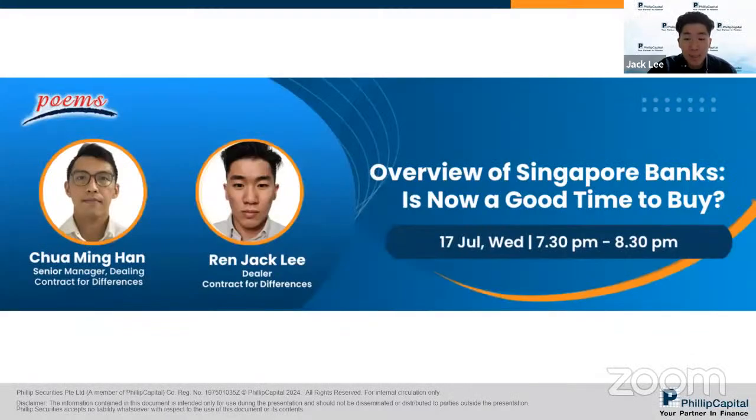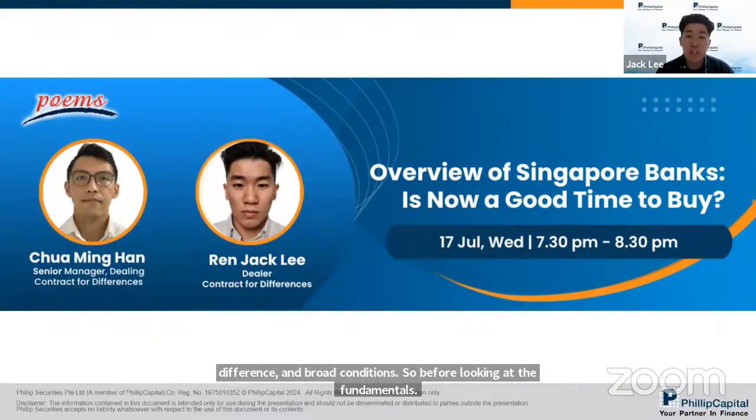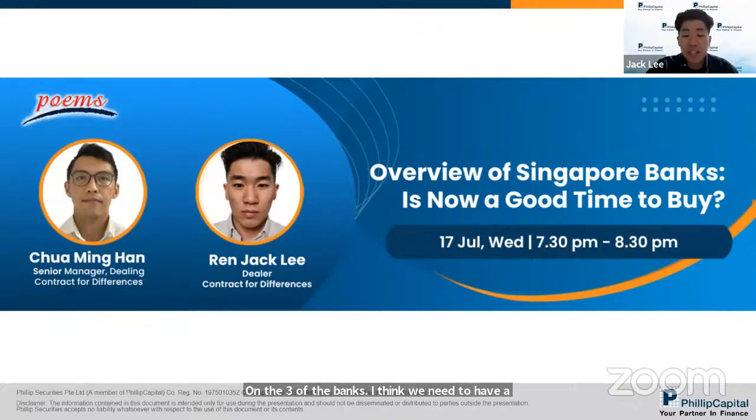On the Singapore bank and also all the economics and all the stock markets. So the change in US interest rates has a very important role. So when the US cuts its rate, it will further affect the exchange rate, capital flow, interest rate difference, and broader economic conditions. So before looking at the fundamentals of the three banks, I think we need to have a clear picture of how the interest rate can affect the bank.